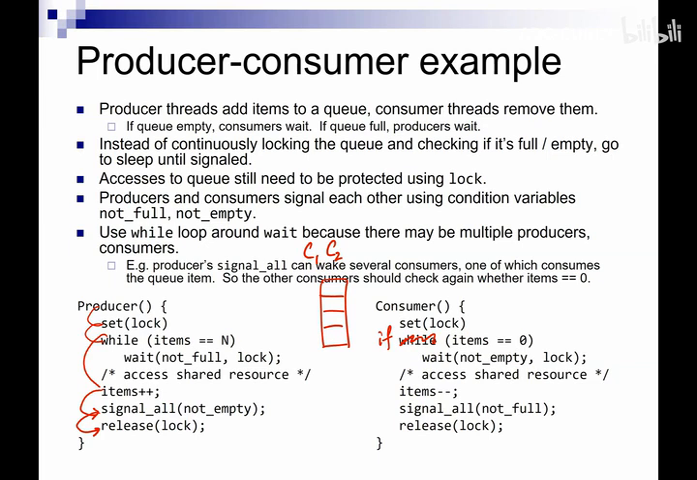Okay, so that is the example of how to use condition variables. Next, we're going to see how all these concepts come up, and we're going to talk about how to actually do the programming using OpenMP.